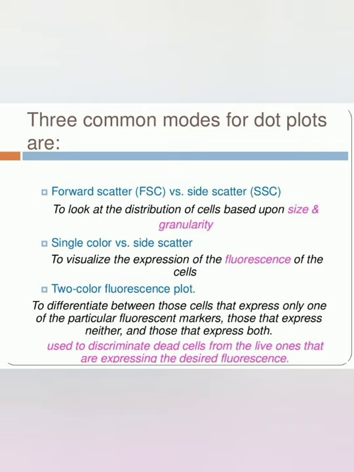Two color fluorescence plot to differentiate between those cells that express only one of the particular fluorescent markers, those that express neither and those that express both. It is used to discriminate dead cells from the live ones that are expressing the desired fluorescence.